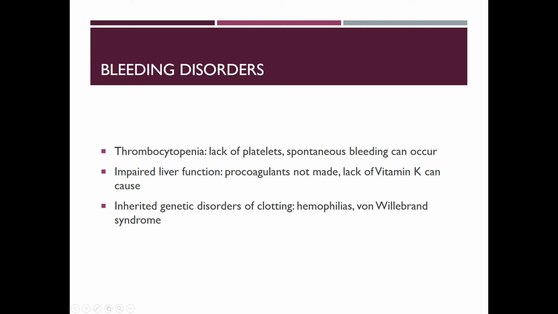Okay, so bleeding disorders: thrombocytopenia, lack of platelets, spontaneous bleeding can occur. Any kind of impaired liver function will result in procoagulants not getting made, or lack of vitamin K, or of course genetic disorders of clotting like the hemophilias A, B, and C, and then von Willebrand syndrome. All right, that will do it for this section.